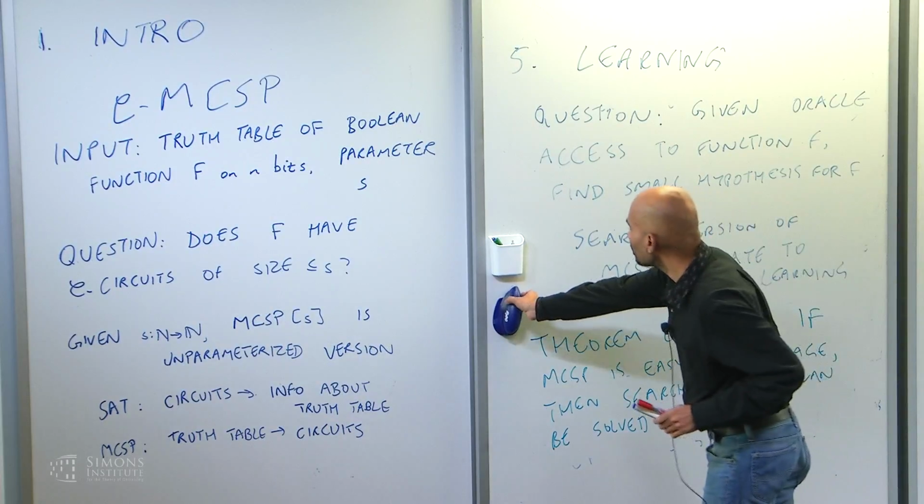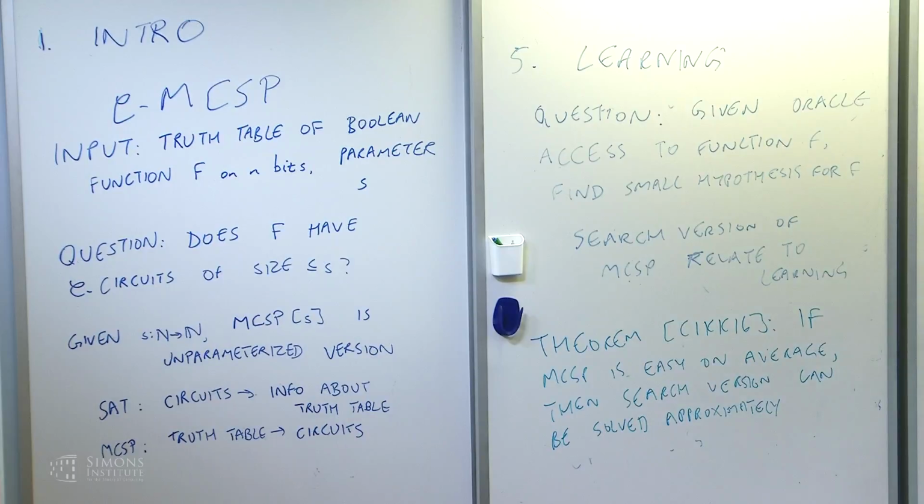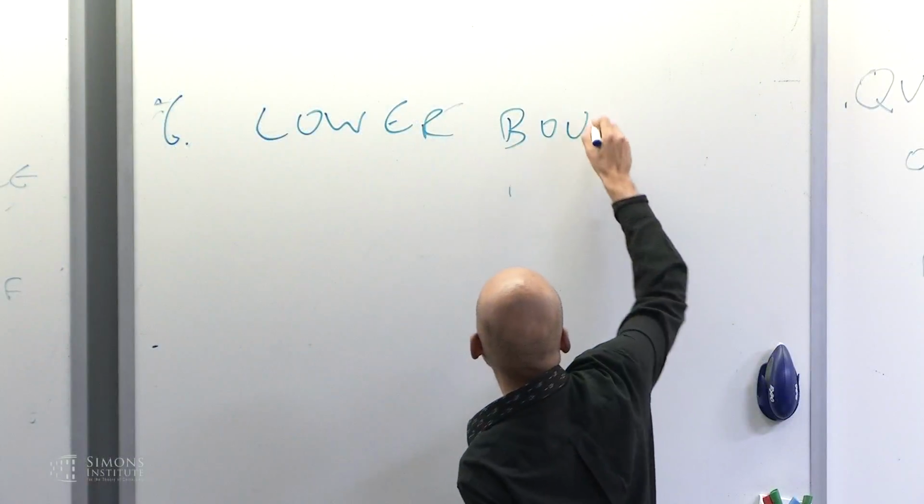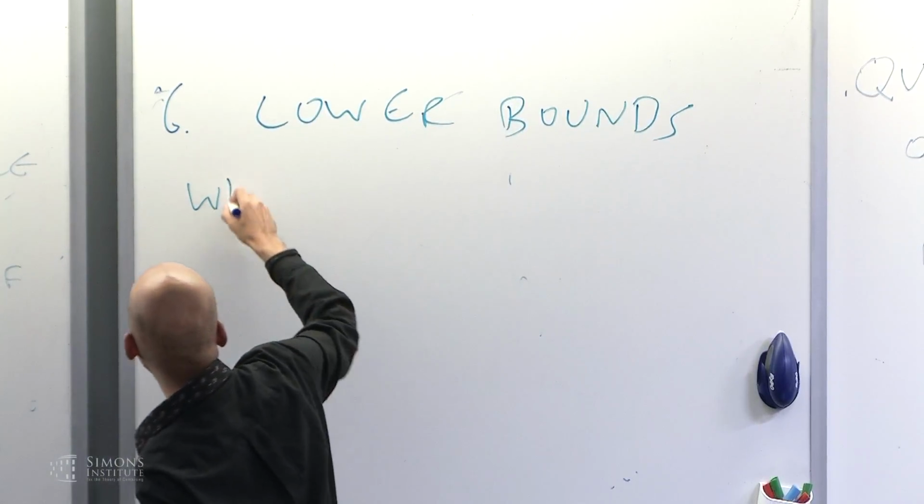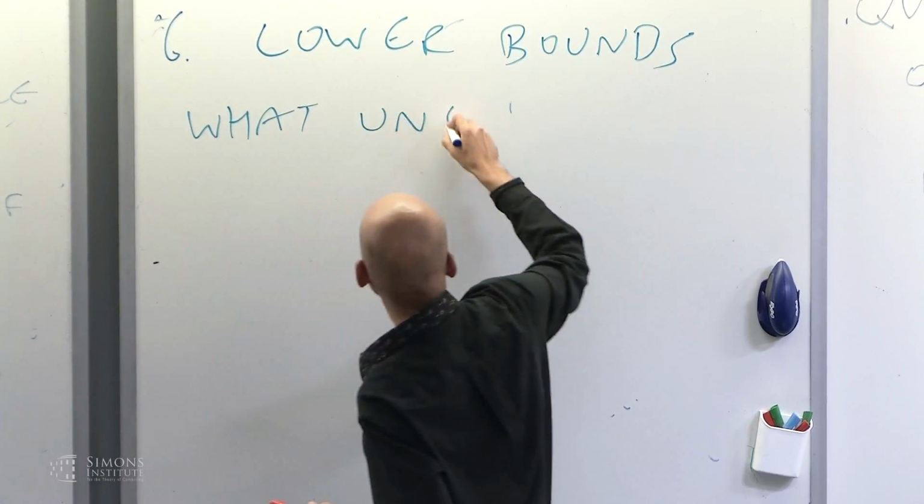Okay. So I don't have much time to say something on the proof of this, which is also very interesting and again goes through pseudorandomness. But let me just mention, in the last couple of minutes or so, a few things about questions about lower bounds. So the question here is, what unconditional lower bounds can we show for MCSP?